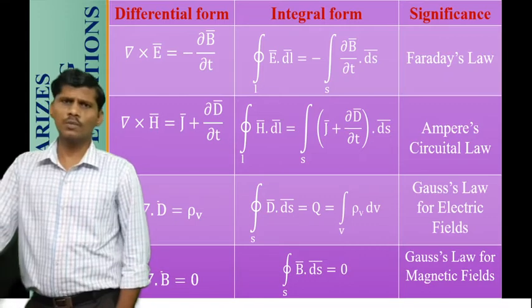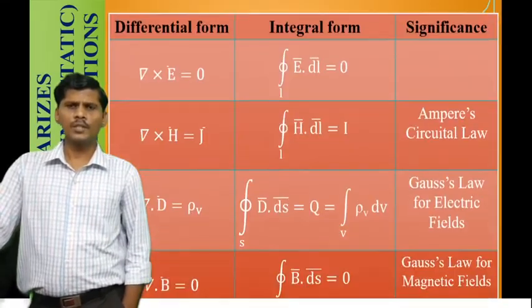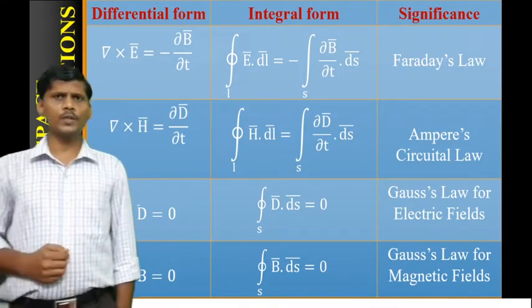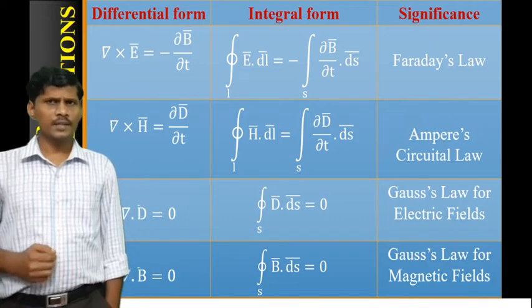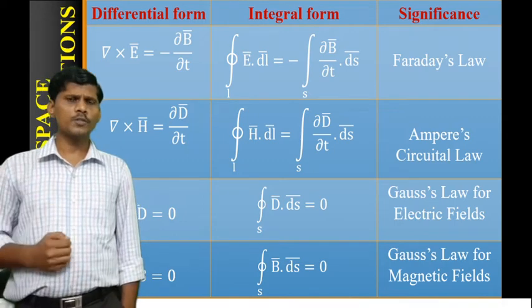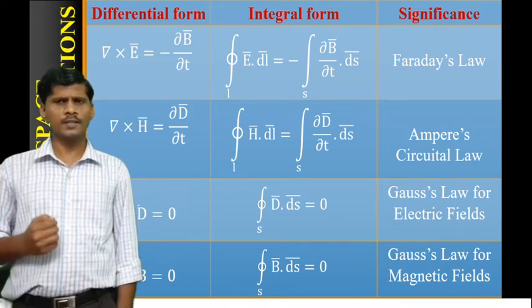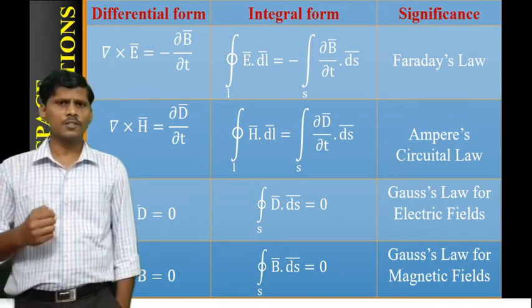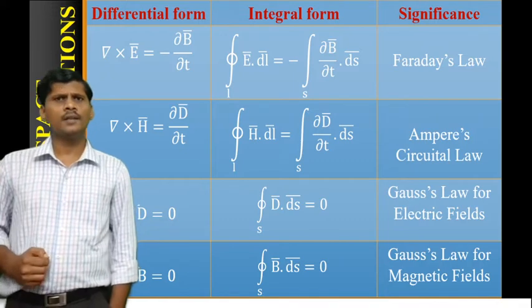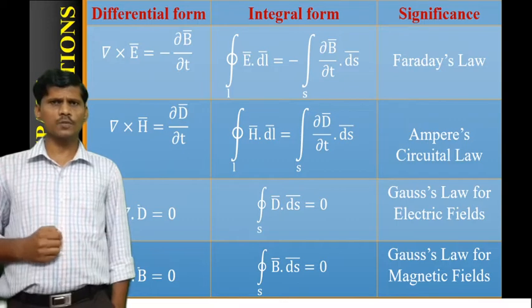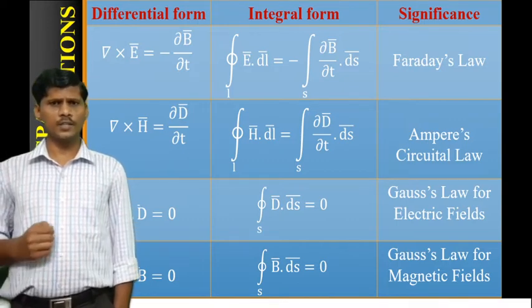So what is the first Maxwell equation, in integral form and differential form? Differential form: del cross E bar is equal to minus dou B bar by dou t, and integral form: closed line integral of E bar dot dl bar is equal to minus open surface integral of dou B bar by dou t dot ds bar. The second Maxwell equation, differential form: del cross H bar is equal to dou D bar by dou t, and integral form: closed line integral of H bar dot dl bar is equal to open surface integral of dou D bar by dou t dot ds bar.